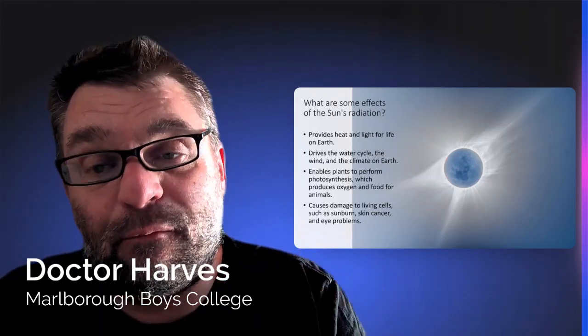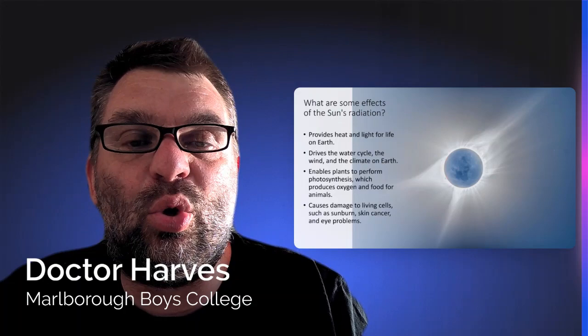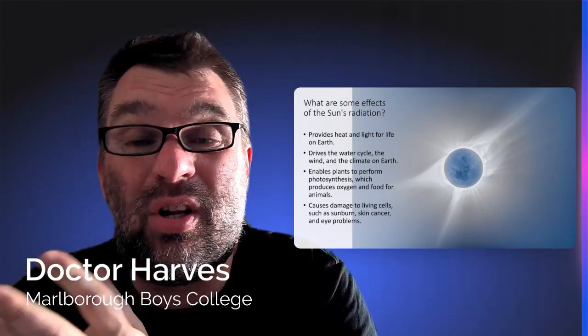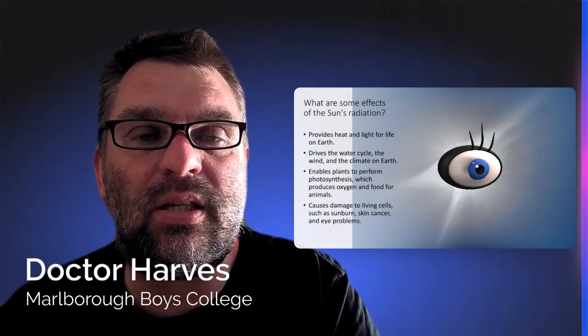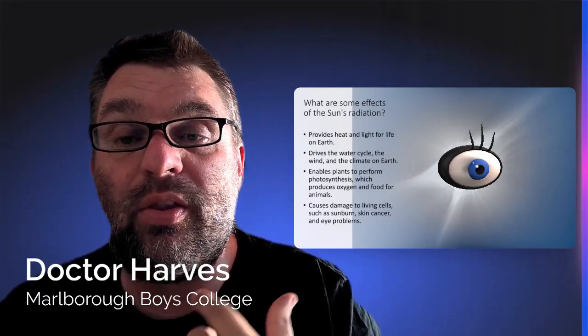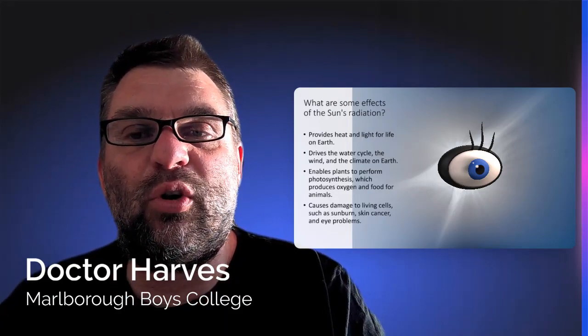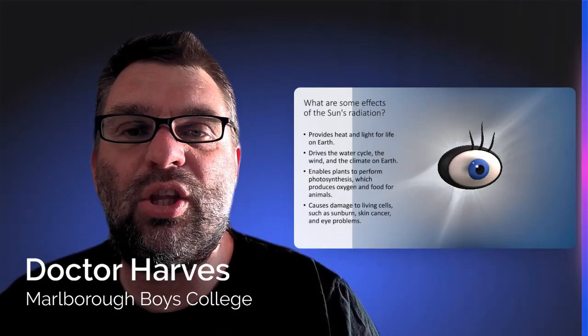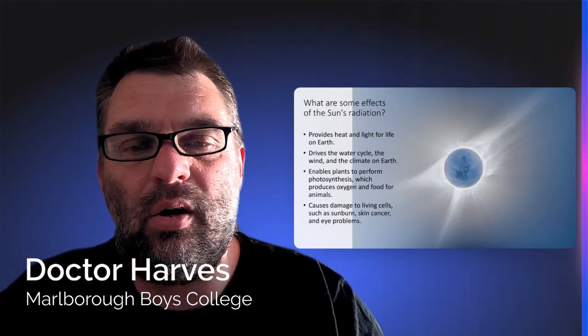And also, unfortunately, as we know in New Zealand, it can cause damage to living cells, such as sunburn in the mild form, but long-term sunburn can form melanoma and skin cancers, and also problems with the eyes. It can cause blindness. So it's also very important not to look into the Sun for that reason. Okay, so those are just some of the ways that the Sun affects our life here on Earth.